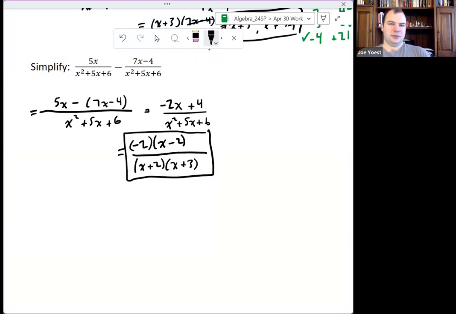I can leave it this way. I don't necessarily have to explicitly state the restricted values, because x not equal to 2 and x not equal to 3 is implied here. If I wanted to state them, though, sorry, x not equal to negative 2 or negative 3.